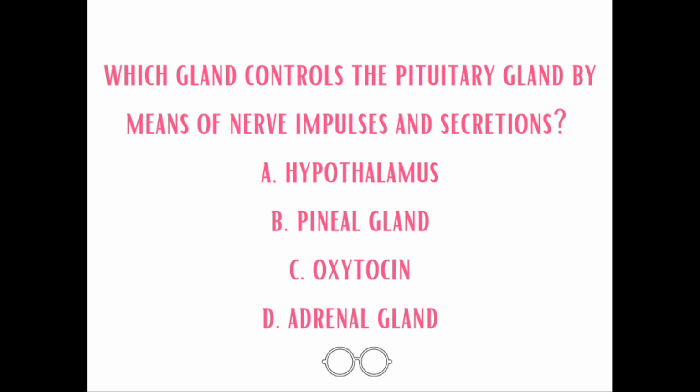Alrighty guys, question 21. Which gland controls the pituitary gland by means of nerve impulse and secretions? A, the hypothalamus. B, the pineal gland. C, oxytocin. Or D, the adrenal gland. The answer here is A. The hypothalamus is actually what controls and stimulates the pituitary gland. Also, on the side note, the pineal gland, oxytocin, and adrenal gland, these are all super important to know as well. That's why I included them into the answers right here.